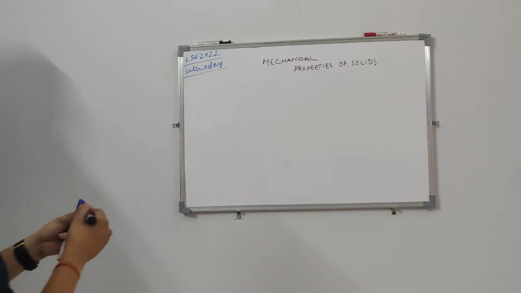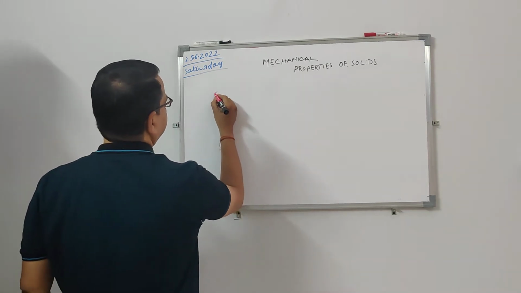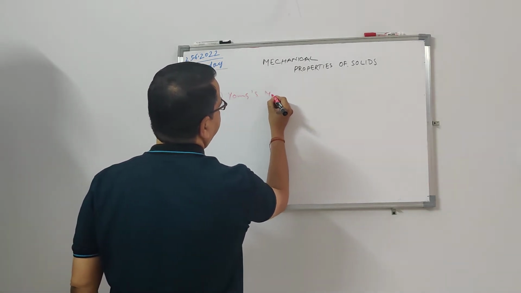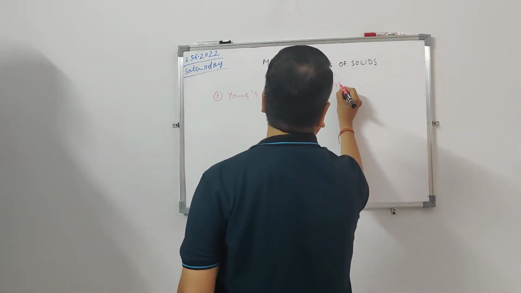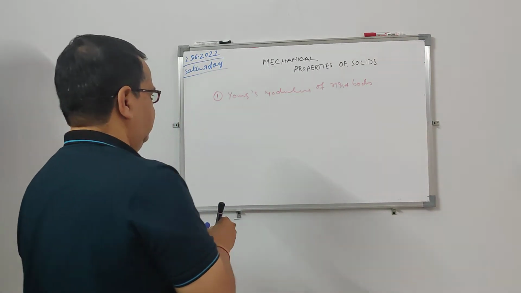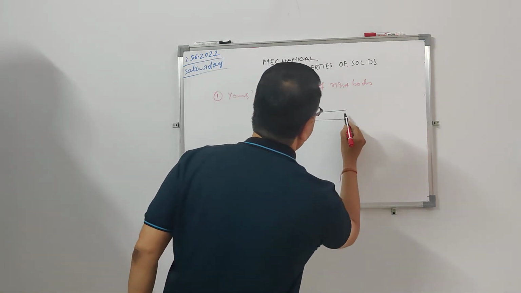Okay. There is another question. It's Young's modulus of a rigid body. So Young's modulus of a rigid body is infinity. So how is it infinity? Let me give one example. Let us say I have a rigid rod.